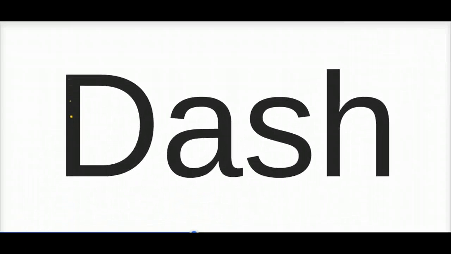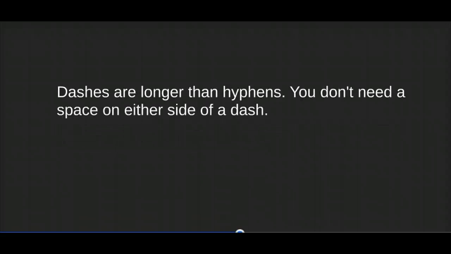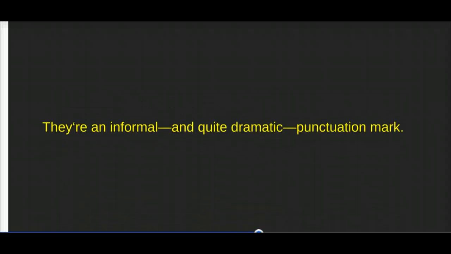Dashes then. Now dashes are longer than hyphens, and you don't need a space on either side of a dash. So I'll show you an example. They are an informal and quite dramatic punctuation mark. You can see here the dashes are longer than the hyphens, and there's no space. So what do they do? Well, what they do is quite simple. They're like brackets, okay? So you could have "and quite dramatic" in brackets here, or you could have bracketing commas to make the complex sentence.